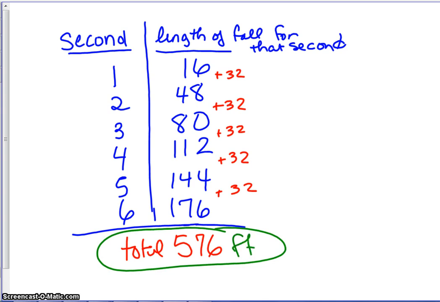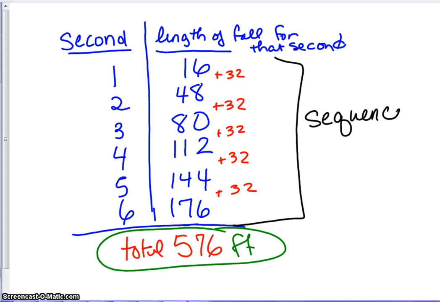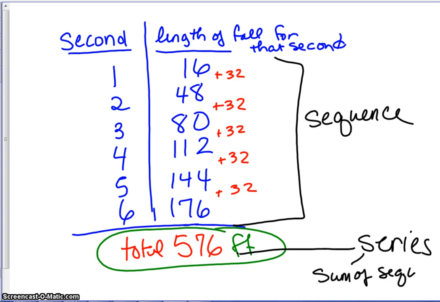Let me qualify this and show you a little bit of what we're talking about today. This is very nice. It shows us what we're talking about. Right here, this part of the data, the 16, 48, 80, 112, 144, and 176, is a sequence. This answer here of 576 is a series. A series is the sum of a sequence. A sequence is a set of numbers that goes up by the same value each time. In this case, it goes up by 32.